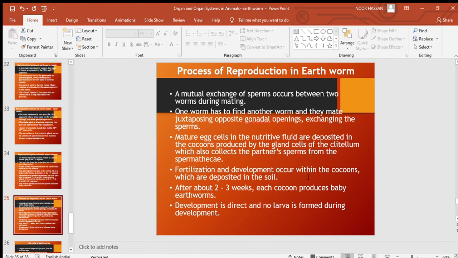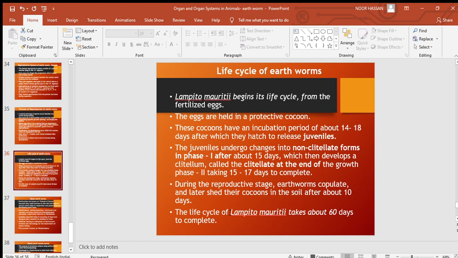Fertilization and development both occur within the cocoons, which are deposited in the soil. Later on, the cocoons are shed into the soil. After 2 to 3 weeks, each cocoon produces baby earthworms. Development is direct and no larva is formed during development. The type of development is direct, and no larval forms are produced. So this is the life cycle of earthworms.